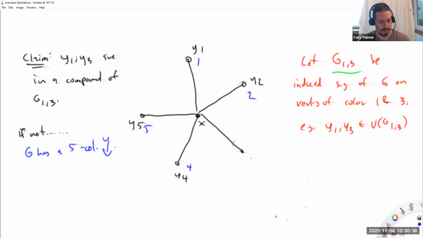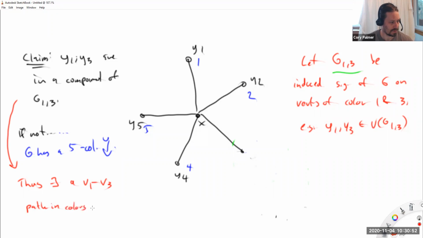Okay. So thus, following from the claim here, there exists a V1, V3 path in colors 1 and 3 only, right? Because I just showed they're in a component of G1,3, which only sees colors 1 and 3. So let's just draw that in again here. Oh, I don't know why I erased that. Y3 was color 3. And now we've got a path between the two of them.